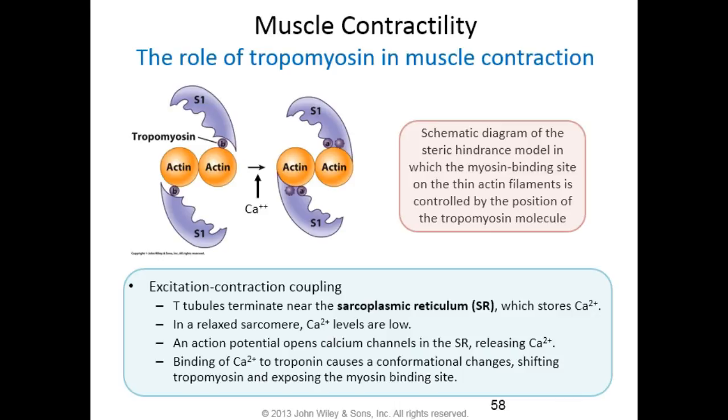When stimulation from the innervating motor nerve fiber stops, the SR membrane calcium channels close, and excess calcium is then pumped back from the cytosol into the SR by calcium ATPase. And that's how muscle contractions are controlled.